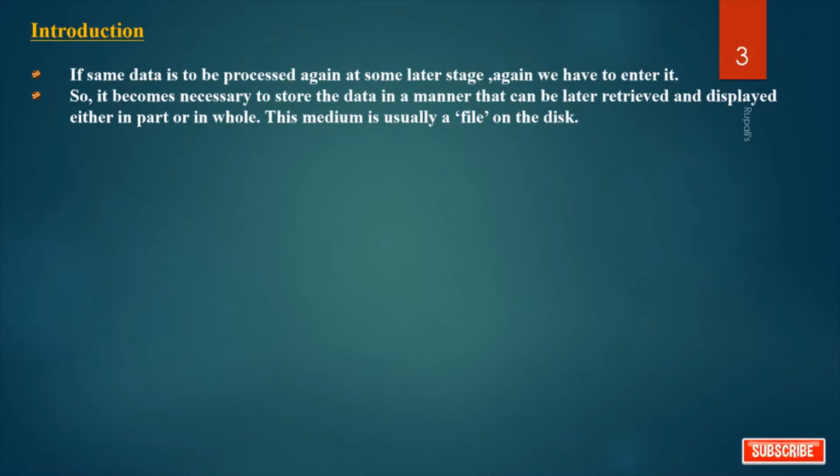If the same data is to be processed again at some later stage, again we have to enter it. So, it becomes necessary to store the data in a manner that can be later retrieved and displayed either in part or in whole. This medium is usually called a file on the disk.